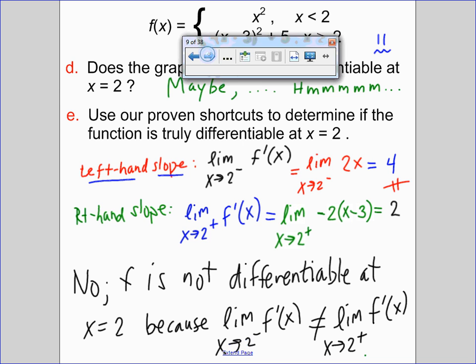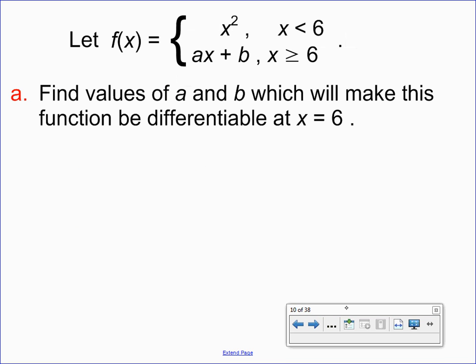Okay, then let's further connect continuity and differentiability. Suppose that f is given by a piecewise defined function. In this case, we're not given values of constants a and b, and we're asked to find values of a and b which will make the function differentiable at x equals 6. And so here we've got a new function.